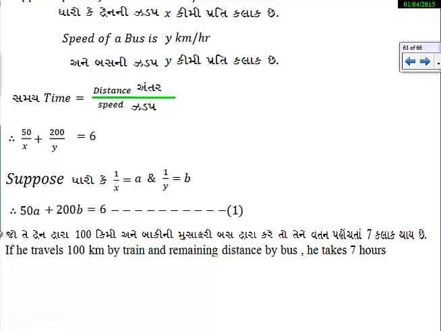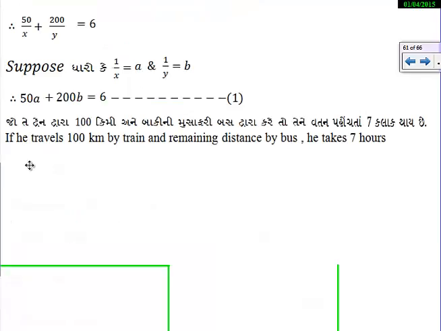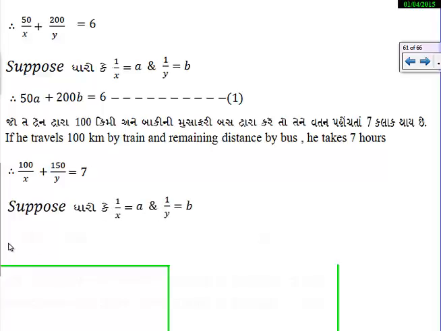Now what is the another condition? 100 kilometer he travels by train. So 100 kilometer by train. So 100 upon x and remaining 150 kilometer by bus. So 150 upon y is equal to 7 hours because it takes 7 hours. Now same thing. I will suppose 1 upon x is a, 1 upon y is b. So this will be 100a plus 150b is equal to 7. This is my equation number 2.